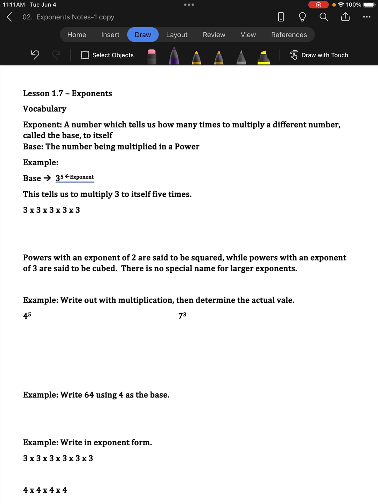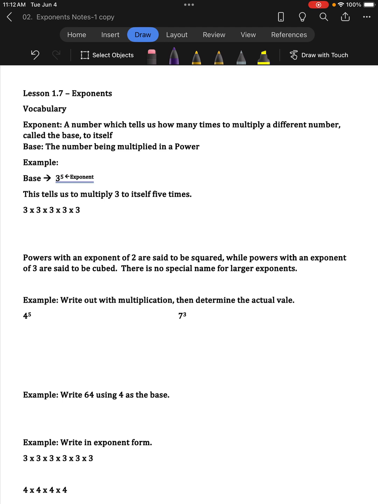Quick note about wording. If we have an exponent of 2, instead of saying 3 to the 2nd power, we might say 3 squared. And if we have something that has a power of 3, 3 to the 3rd power, we may say 3 cubed instead of 3 to the 3rd power. Mathematicians just understand that squared means power is 2, and cubed means power is 3.